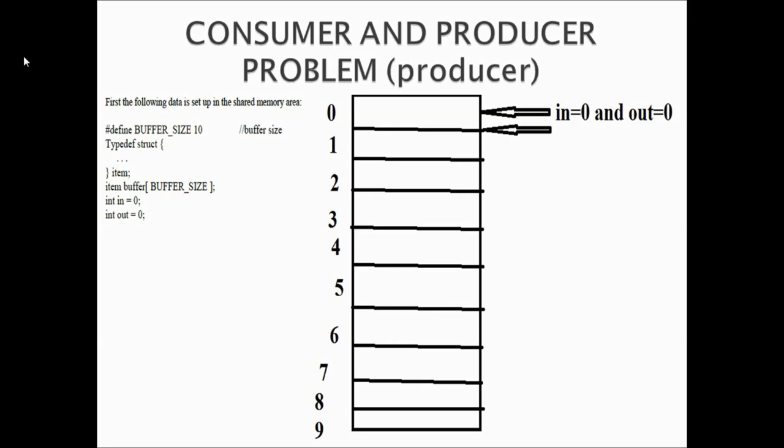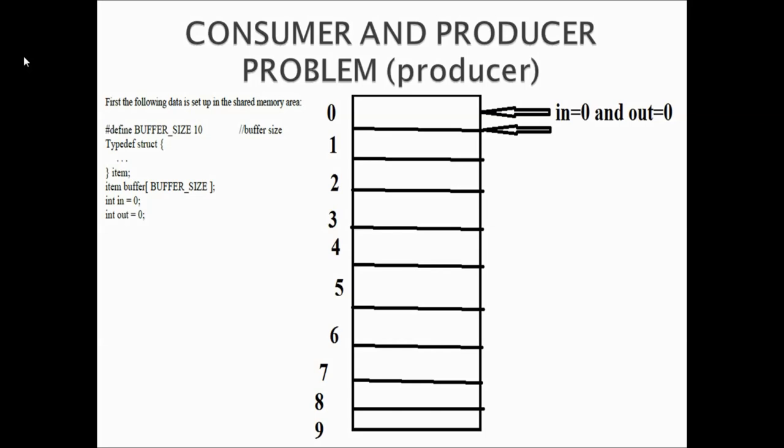So see here, this is a producer-consumer problem example. First I will take the producer side, then I will explain the consumer side. Before starting the problem, what do we need? A buffer. Without a buffer we can't communicate, right? That's why our first thing is to create a buffer. Here you can see the code to create a buffer. My buffer size is 10, and I'm also initializing two pointers: in is equal to 0 and out is equal to 0.